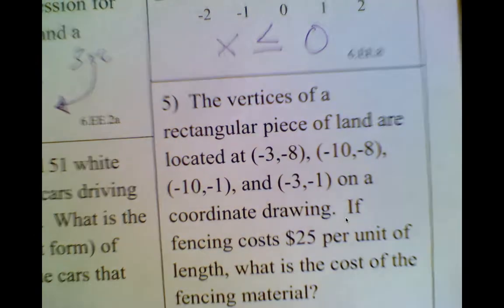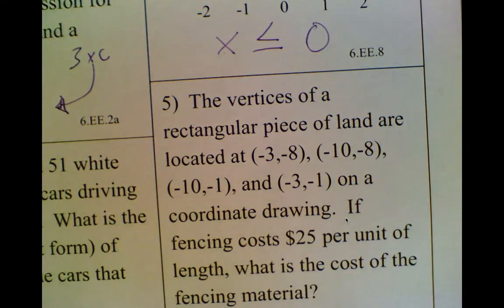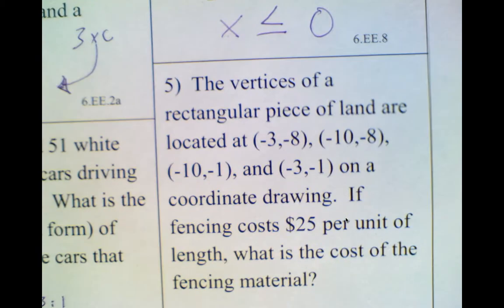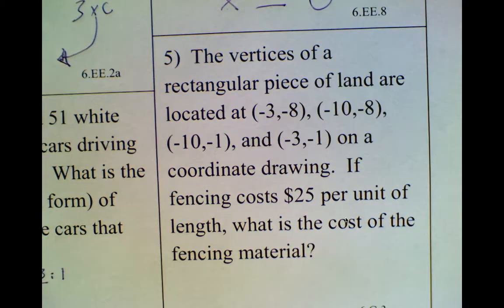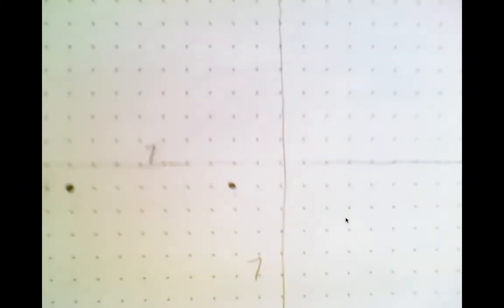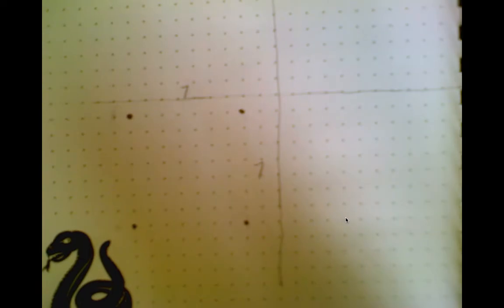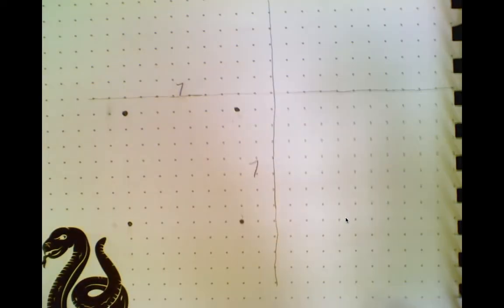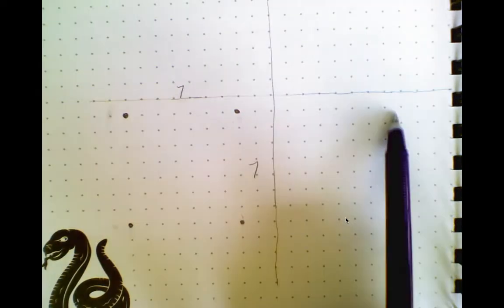Okay, so the vertices of a regular piece of land are located at these points on a coordinate drawing. If fencing costs $25 per unit of length, what is the cost of the fencing material? Since we are doing coordinate graphing this week, I want us to do this. I pre-did this with Mr. Morin in my planner. I made a coordinate graph.